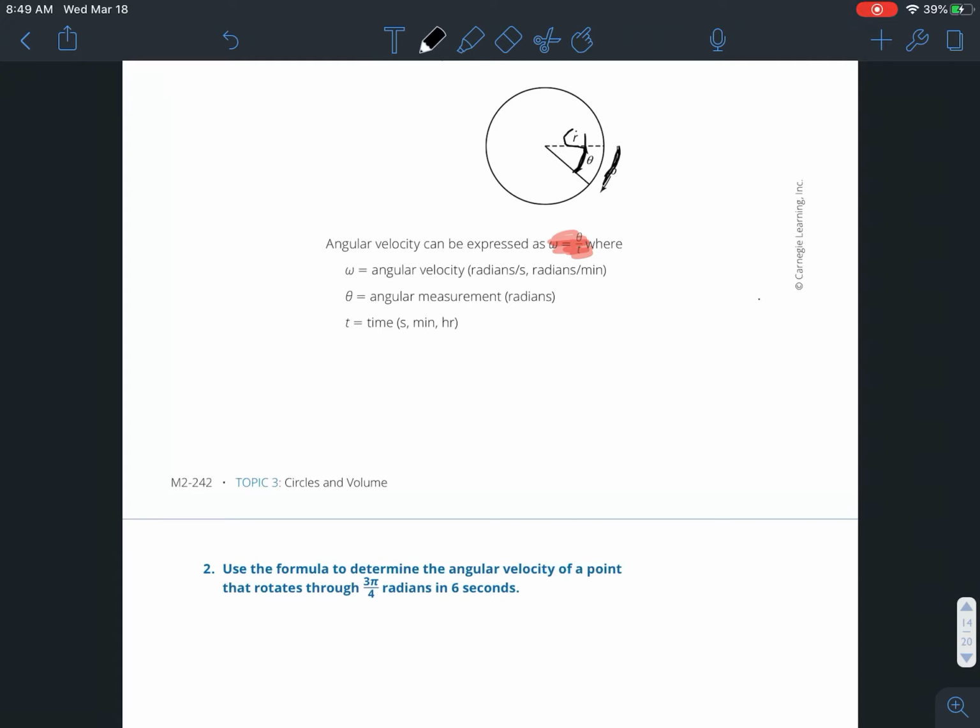Number 2 is asking us to use the formula to determine the angular velocity of a point that rotates through 3 pi over 4 radians in 6 seconds. So we pretty much have everything we need to set up from this equation. I'm going to write the problem right here, theta over t.